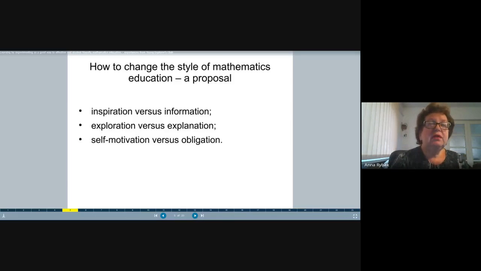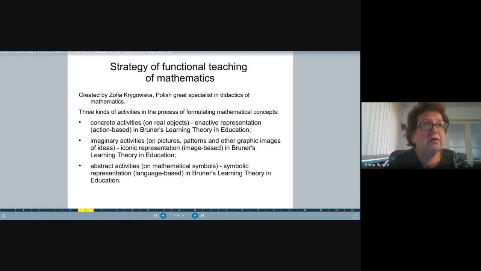What does it mean? It means that we should offer our students ideas for their own activities, instead of explanation of everything from the teacher, obligation of learning this and this and this, and the main activity from the teacher's side. So the activity will be from the student's side.